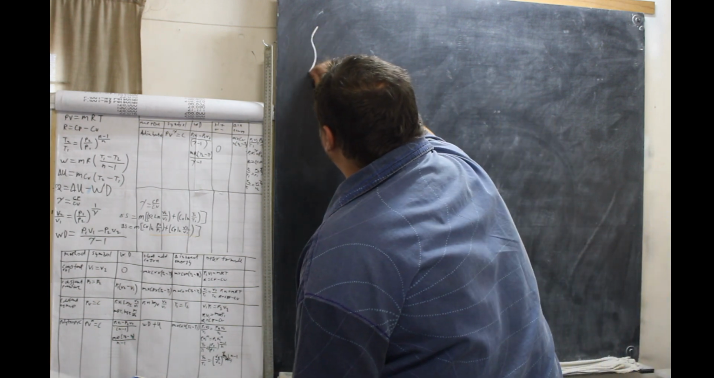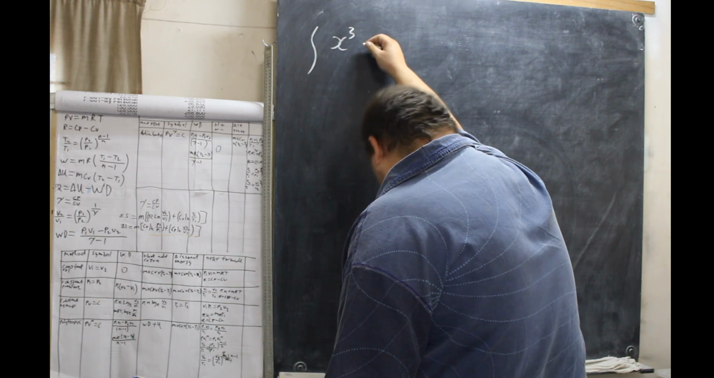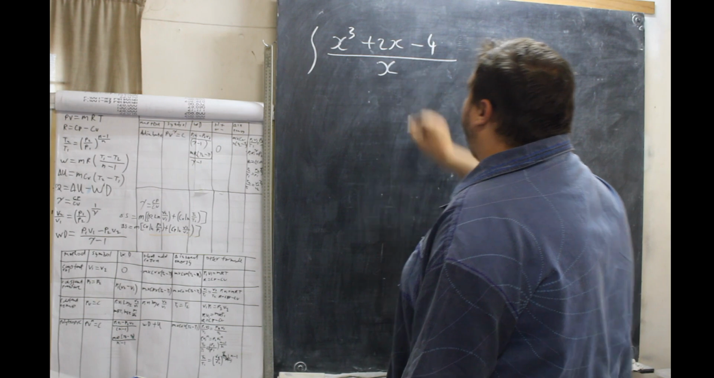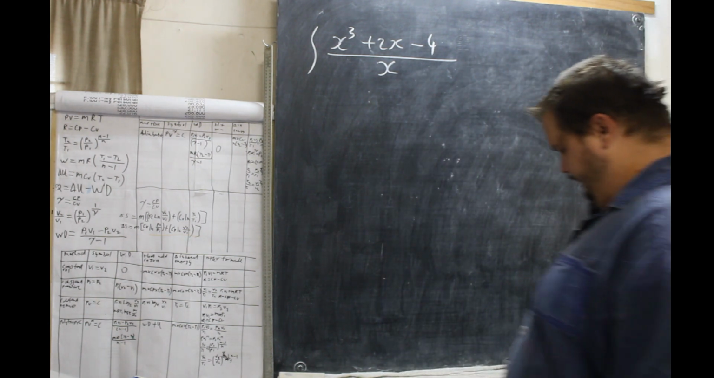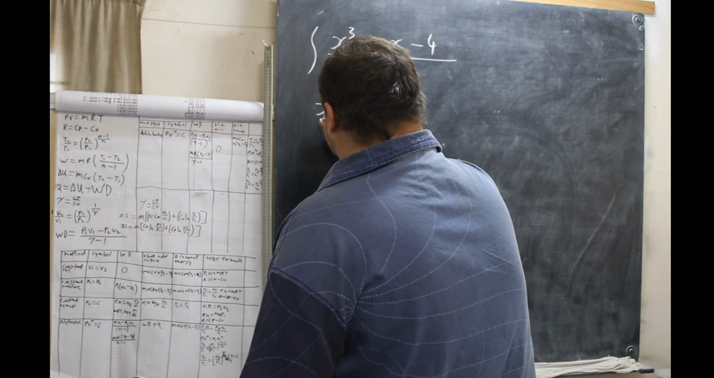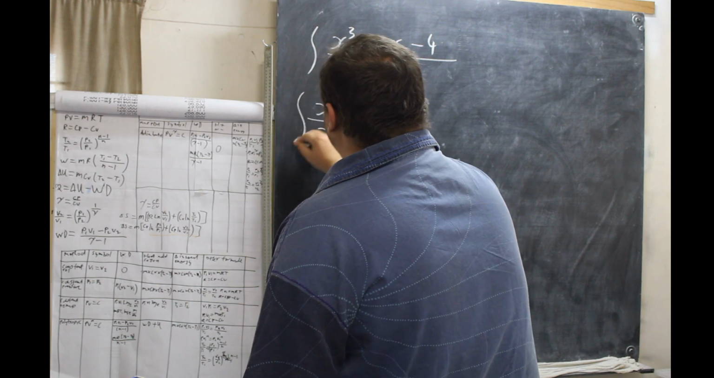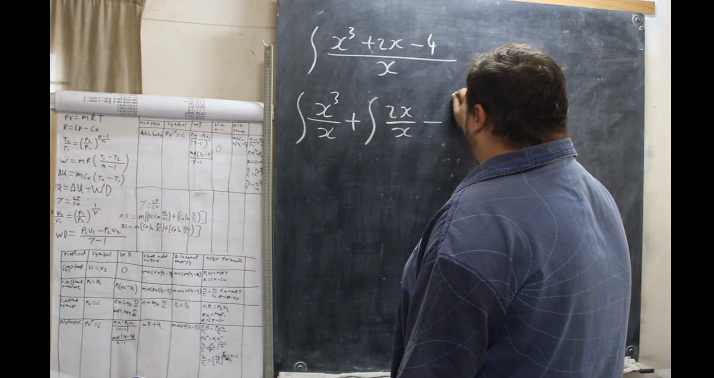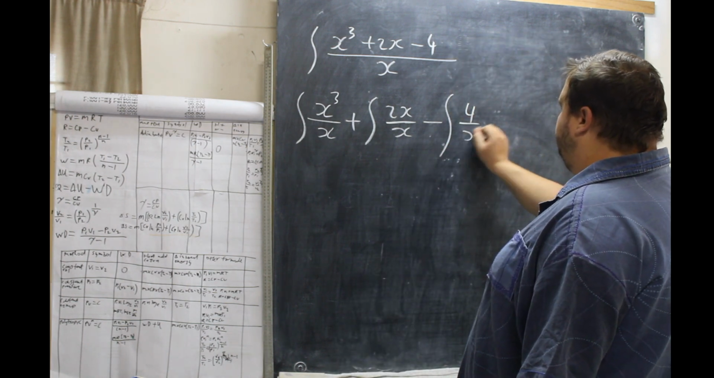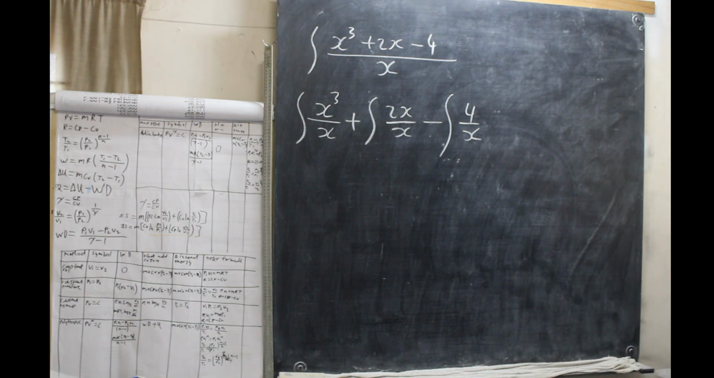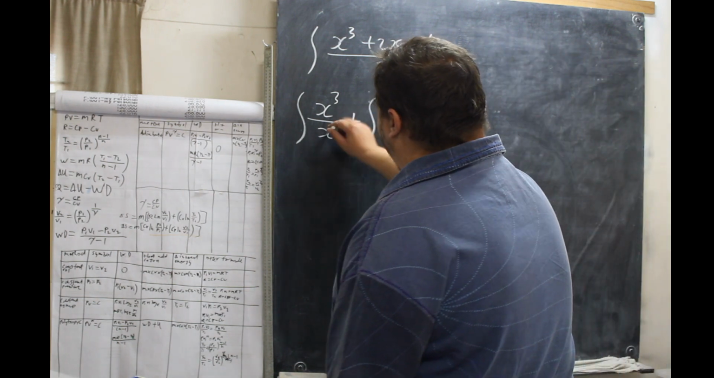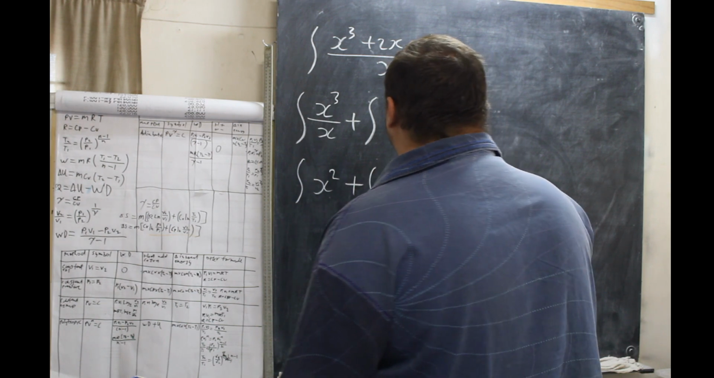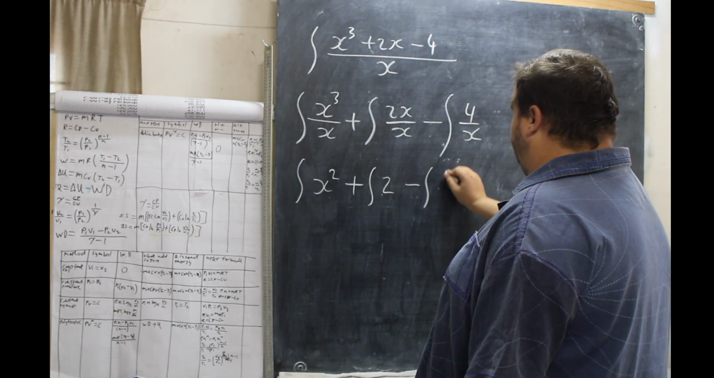Now the next sum. Okay, this one's also pretty basic to do. So, first things first. Okay. So, how we do this is that is x squared plus 2, minus the integral of 4 over x.